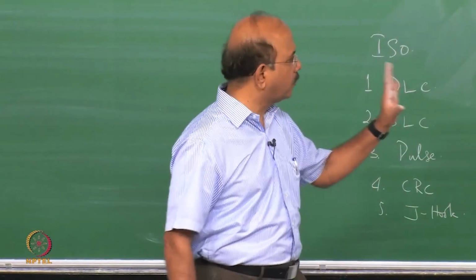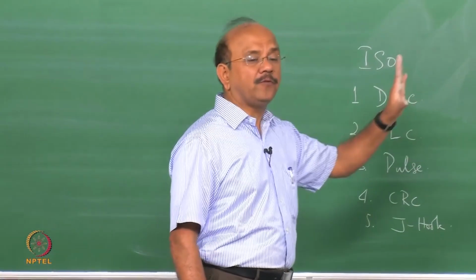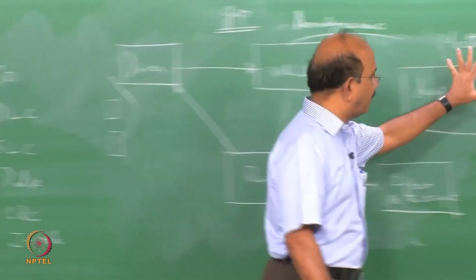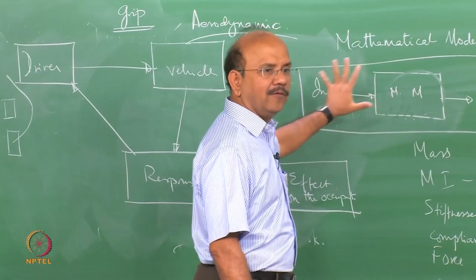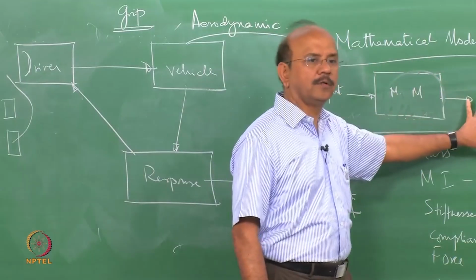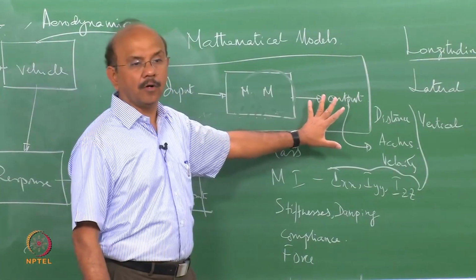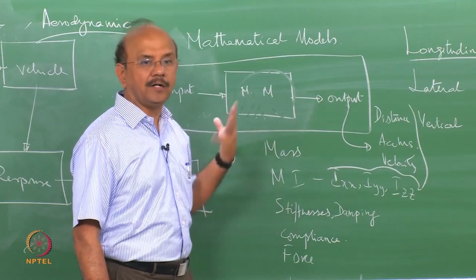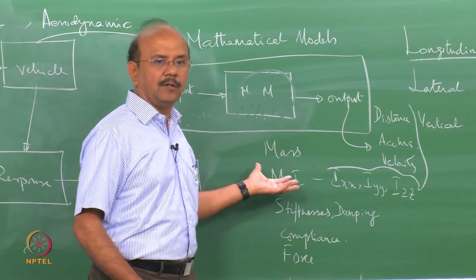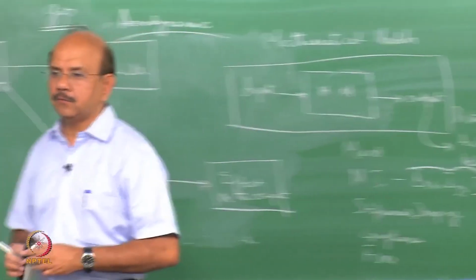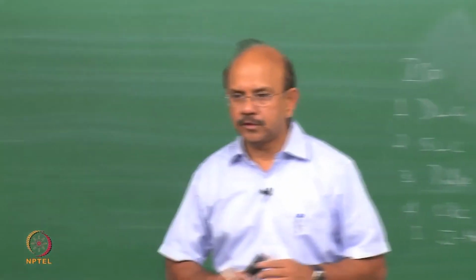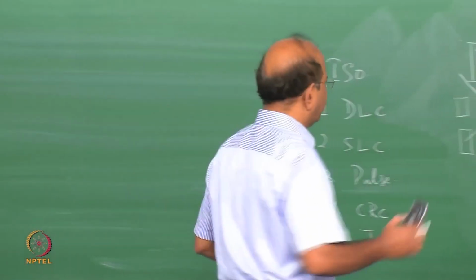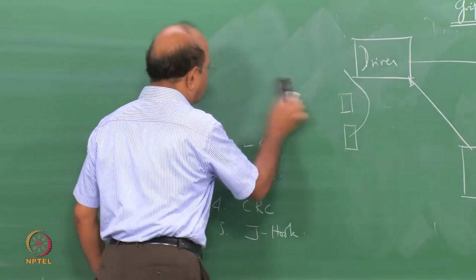Any question? So, the view that we are going to take is that we have a mathematical model, we have an input and we have an output because of this mathematical model, and how does the vehicle behave, or how do I convert a vehicle into a mathematical model. That is the perspective that we are going to take in this course. Clear?